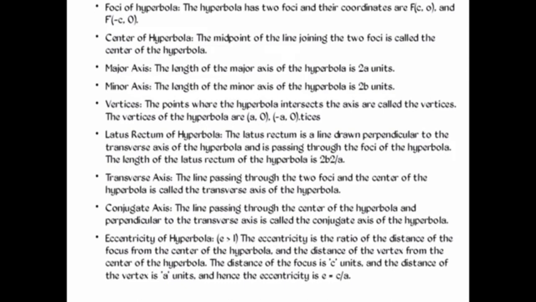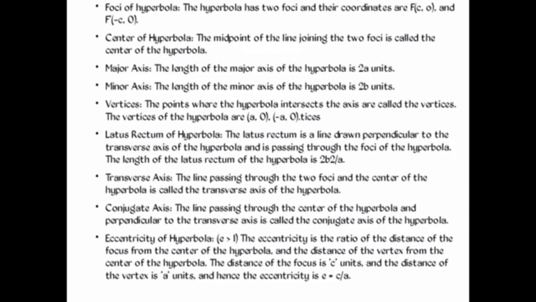The next one is the latus rectum of the hyperbola. The latus rectum is a line drawn perpendicular to the transverse axis of the hyperbola and passing through the foci of the hyperbola. The length of the latus rectum of the hyperbola is 2b squared all over a. The next one is the transverse axis. The line passing through the foci and the center of the hyperbola is called the transverse axis of the hyperbola.